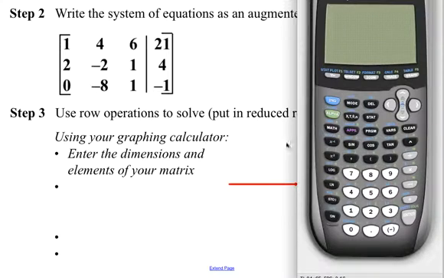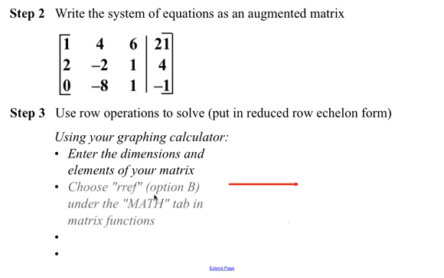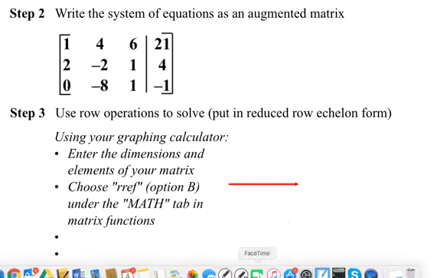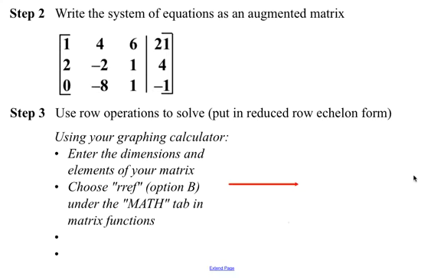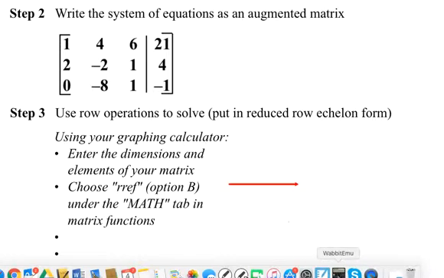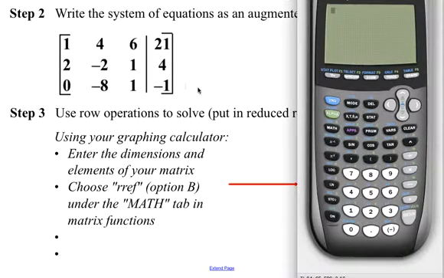So now we have our matrix all set to go, so we can just quit out of that. The next thing we want to do is to choose our RREF. This is reduced row echelon form. So let me bring my calculator back up here. Hopefully I can get that. Where to go? Here we go. Just bear with me for a second. There we go.